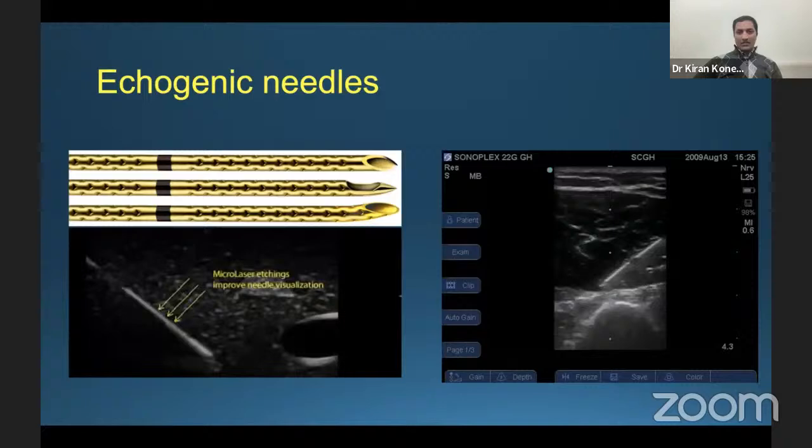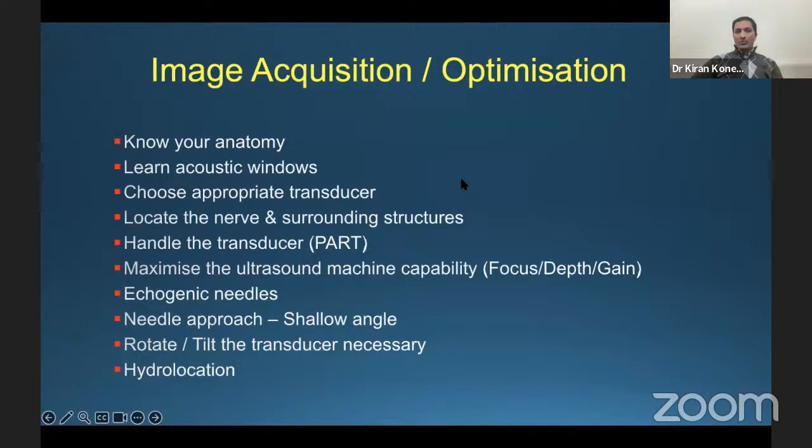For any image acquisition or optimization, first we need to be very thorough with our anatomy. We need to know the anatomy where we need to go, and pick your acoustic window accordingly, whether it is linear or curvilinear. Choose the appropriate transducer accordingly as well, and locate the nerve and the surrounding structures. Handle the transducer using the PART maneuver. Maximize your ultrasound machine capability. Sometimes you might have to adjust the gain according to how you need the target. And the use of echogenic needles can be very helpful, especially when you're starting new, so that you can keep the beam and the target all the way through.